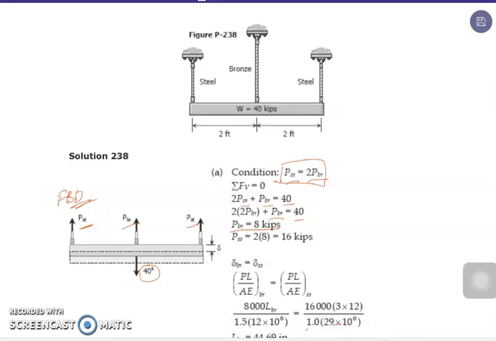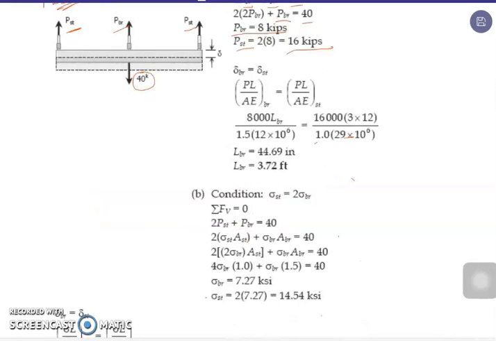And if we substitute the value for the load on the bronze, which is 8 kips, to our equation for the load on the steel, which is equal to 2 times the load on the bronze, the load on the steel is equal to 2 times 8, which is equivalent to 16 kips. So now we can have the relationship that the deformation of the bronze is equal to the deformation of the steel. Based on the equation for deformation, PL all over AE, we can substitute the values for our variables.